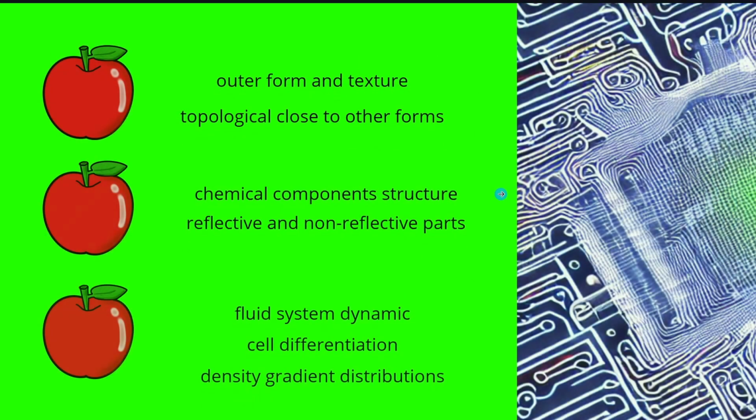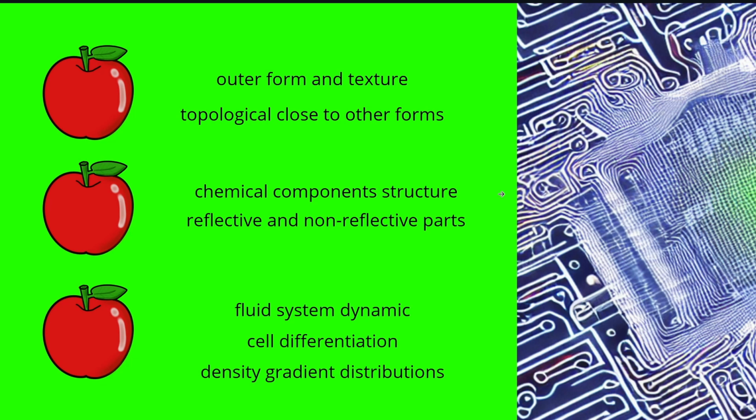And this is not unfamiliar to us. Think about an apple. You can describe an apple by its outer form and texture. More or less it's round, it has maybe the color of yellow, green or red. The texture of an apple has a specific quantity. Or we as humans have an understanding that an apple is topologically close to other forms.